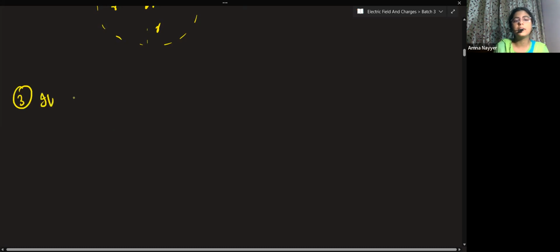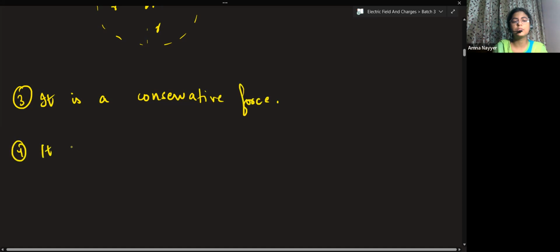Coulomb's law is a conservative force, which means that the work done does not depend on the path traveled. It is path independent. It just depends on the initial and the final point. So it is a conservative force. And the last property is that it is a central force.